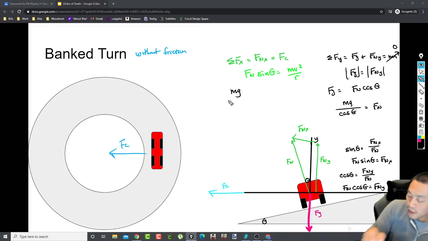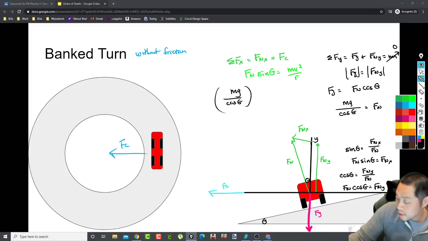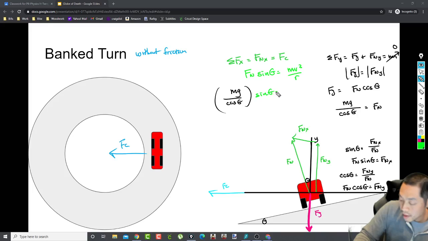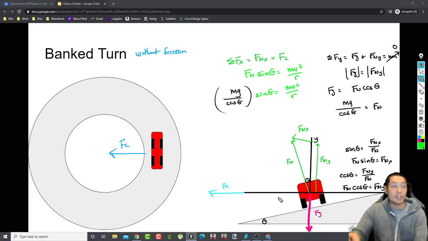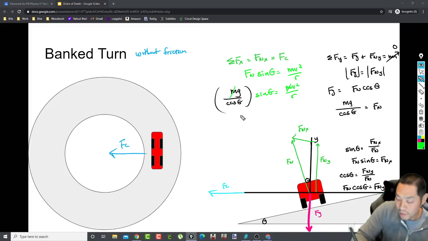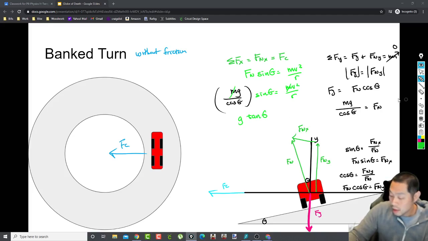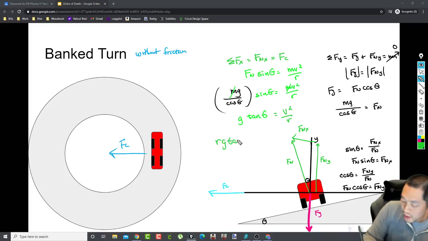So mg over cosine theta, because it's equal to Fn, times sine theta equals mv squared over r. And now you're done. You have an equation with things that you like: mass, gravity, angle, radius. The mass, again, always cancels out, so you're just left with g. I'm going to combine sine and cosine together. Tangent theta is equal to v squared over rg. Move the r over. rg tangent theta is equal to v squared. But I'm just going to take the square root.